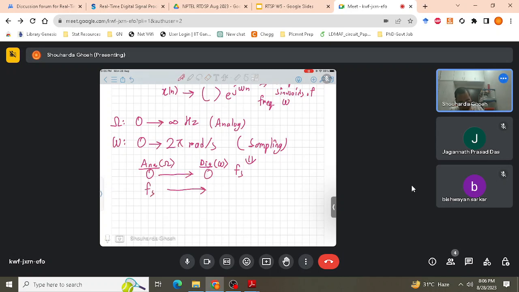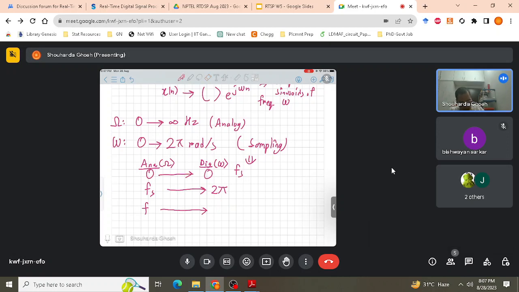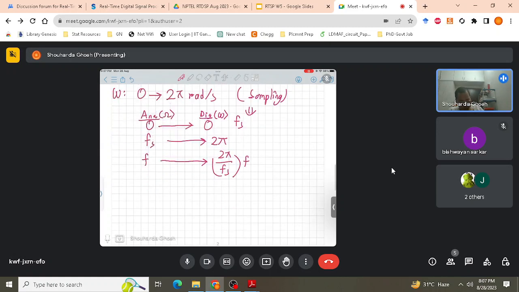fs maps to 2 pi. So any frequency f shall map to 2 pi upon fs times f. And as we very well know, our signal frequency should always lie between 0 to fs by 2, which in the digital sense would result in the omega lying between 0 to pi.